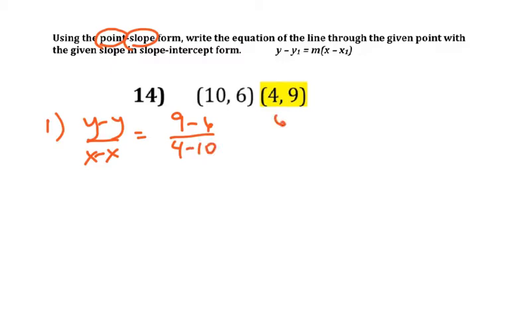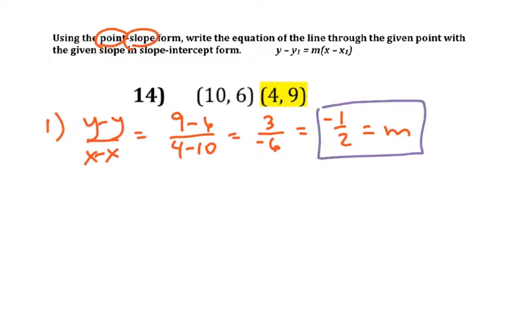Now if I wanted, I could do 6 minus 9, but then I'd have to do 10 minus 4. So you just have to make sure whatever order you do it in, you use the same order. So 9 minus 6 is equal to 3. 4 minus 10 is negative 6, and so that's negative 1/2, and that is my slope. I find it very helpful now to box that in.